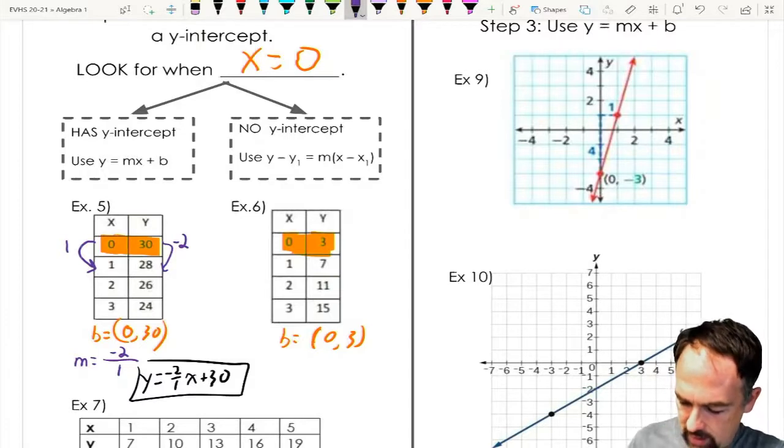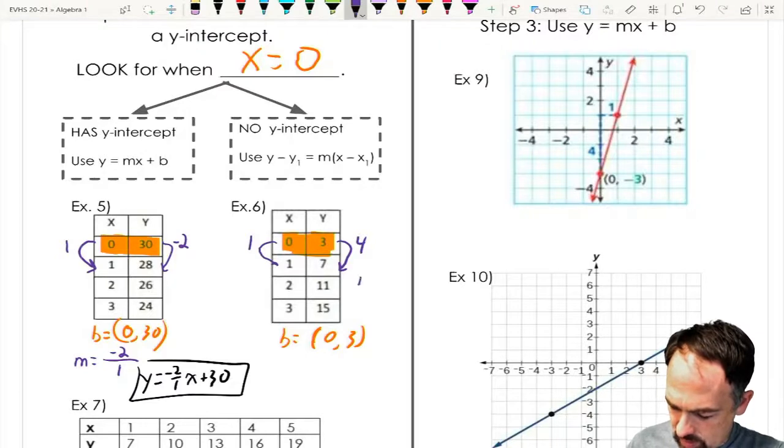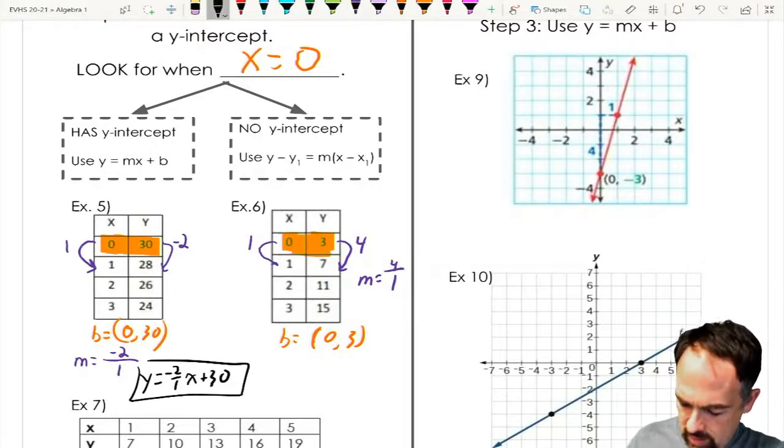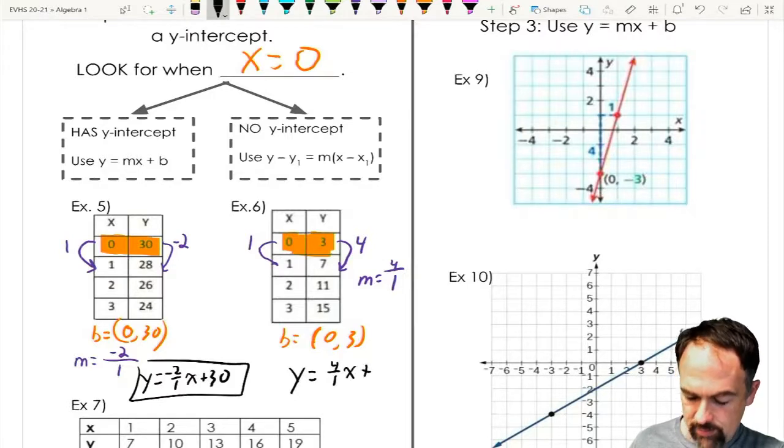All right, number 6. Let's go ahead and find our delta y. From 3 to 7 is positive 4. From 0 to 1 is 1. Which means that my slope is positive 4 over 1. And then the equation of my line, y equals m, 4 over 1, x, plus b, my y-intercept is 3.